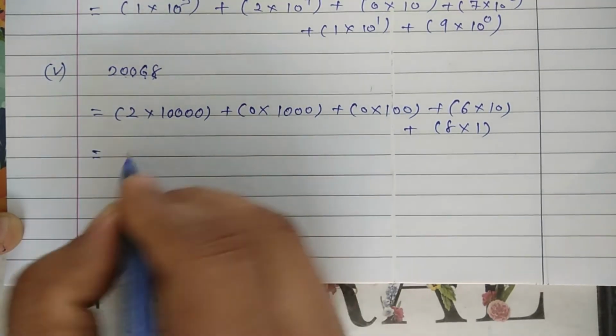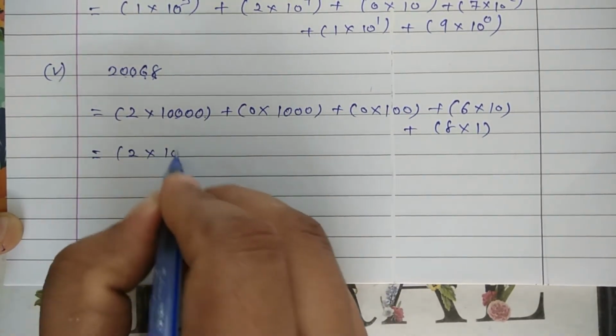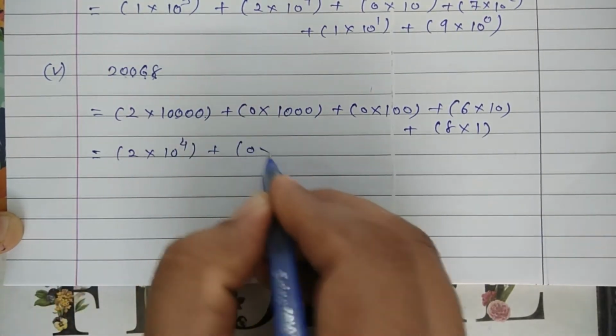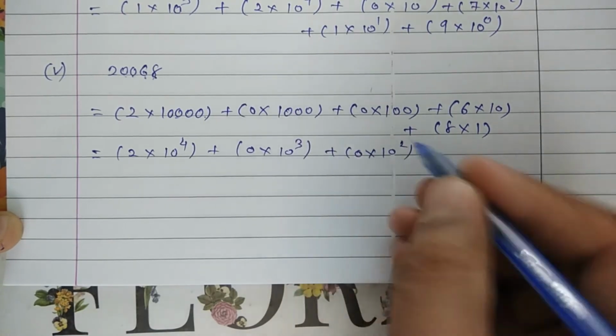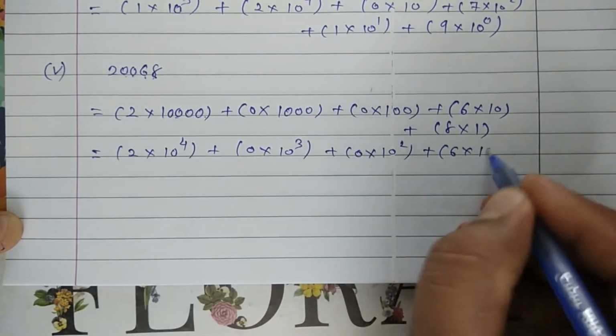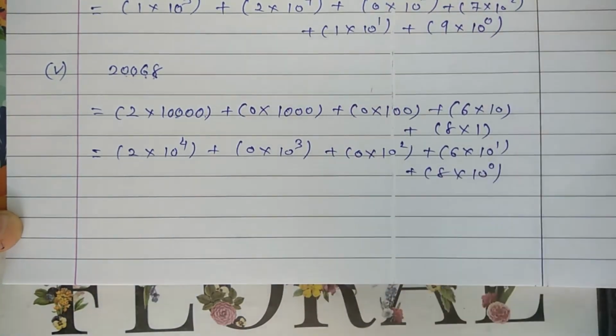So in exponential term we can write it as 2 multiplied by 4 zeros, so 10 raised to the power of 4, plus 0 multiplied by 10 cubed, plus 0 multiplied by 10 square, plus 6 multiplied by 10 raised to the power 1, plus 8 multiplied by 10 raised to the power 0.